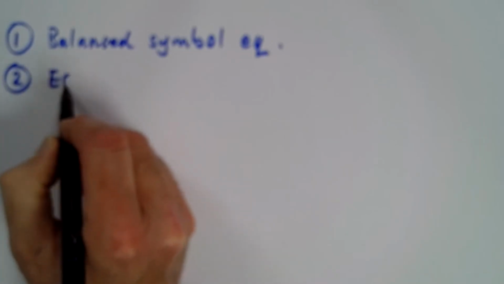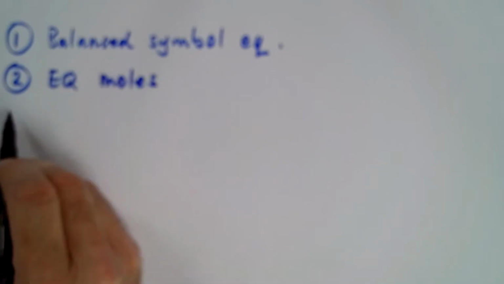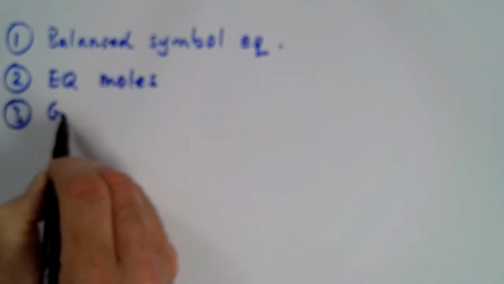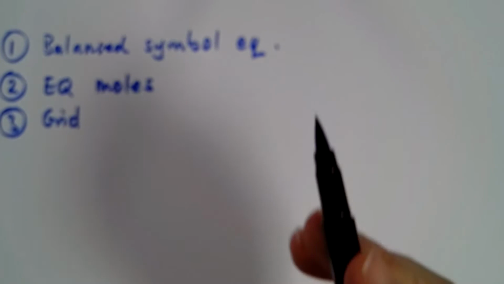That's the first thing we're going to look at. Number two, we need the equation for moles. And third, we're going to write out our grid. So let's have a go at doing those now. Let's try and get this into focus.